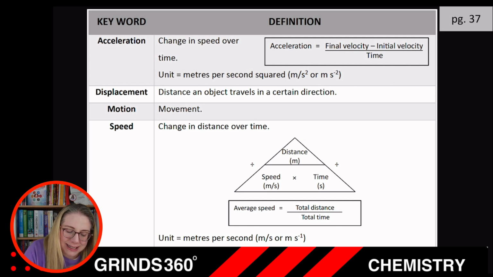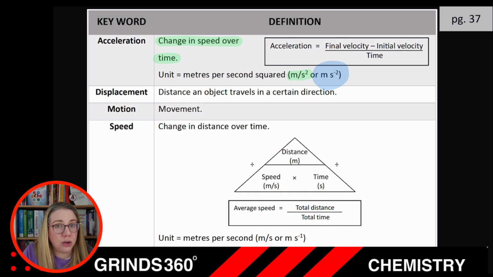So the first one, acceleration is the change in speed over time. That's it. That's your definition for what acceleration is. And the unit is meters per second squared. Sometimes when you see meters per second squared, you see it written like this, where they've taken the slash out of it and they put it to the -2. Those two things mean the same thing. They both mean meters per second squared.